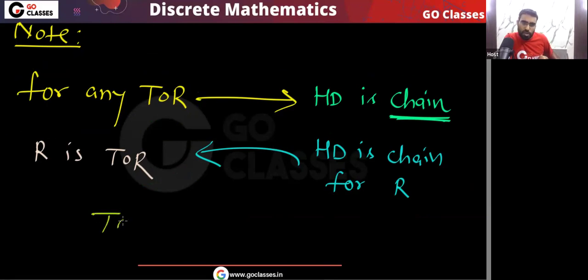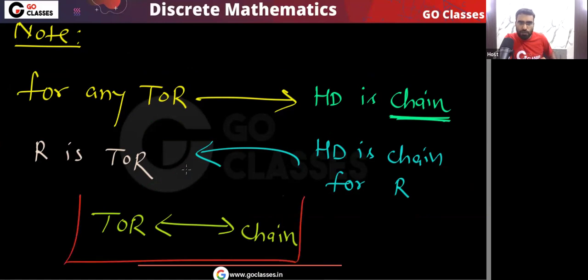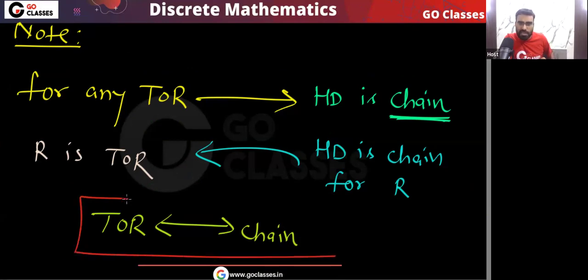So remember, total order relation and chain, these two things are if and only if. If you create the hash diagram and get a chain, then it is a total order relation. If it is not a chain, then it is not a total order relation. Yes or no? Is this clear? So remember, total order relation, hash diagram is a chain.